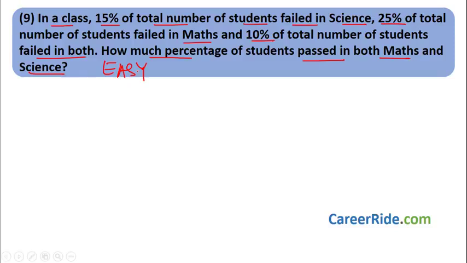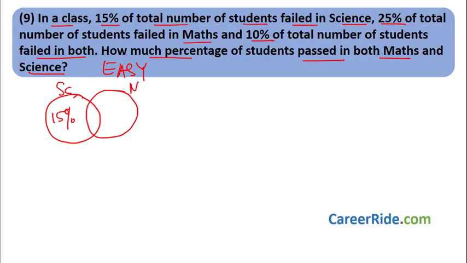Okay, so let us see how to solve this with a diagram. It's very easy. You don't have to do much over here. Now, what have they given? They've given that 15% of students failed in science. Let us assume this circle represents the number of students who failed in science. How many failed in science? 15%. This circle represents students failing in maths. How many failed? 25%.